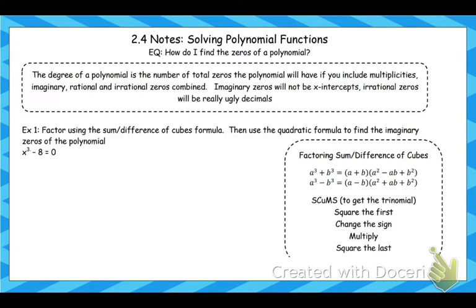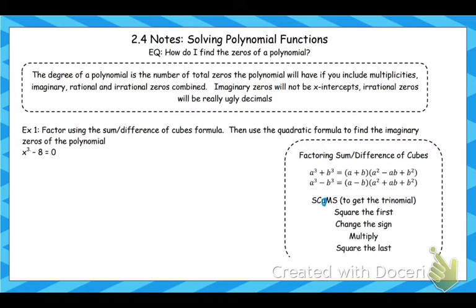So to solve this first one, we are going to factor it using the sum and difference of cubes formula that we learned back in Algebra 2. So sum and difference of cubes, we have the formulas over here. But one thing you may remember is an acronym that you learned to help you remember how to get this little trinomial. And that acronym is SCUMS.